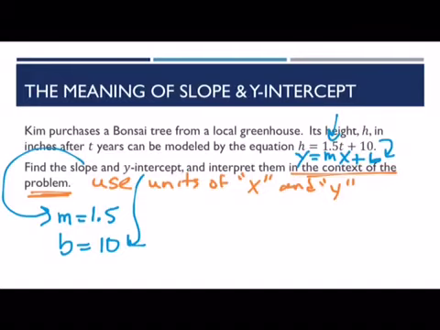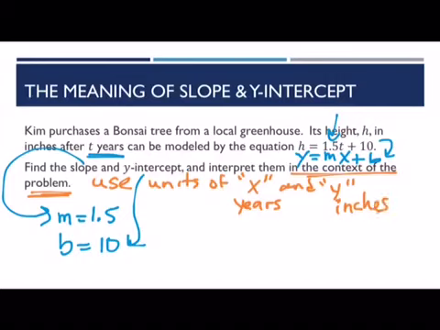Now I need to interpret them in the context of the problem. So I need to know units here for x and y. Well, x in this equation is being replaced by a t, and I know that t represents years. So the units for x are years. And then the y has been replaced by an h, which represents height in inches. So this is the height of a bonsai tree in inches.